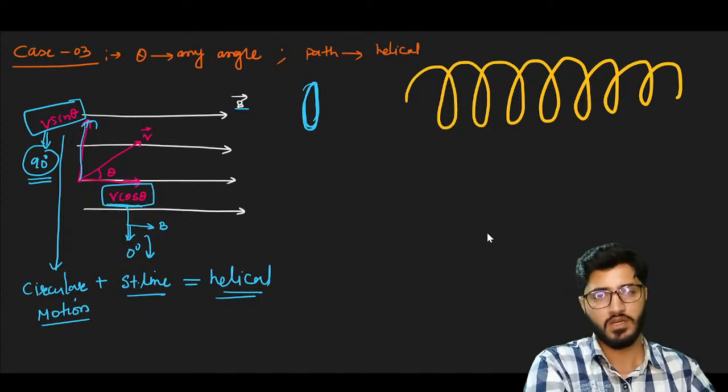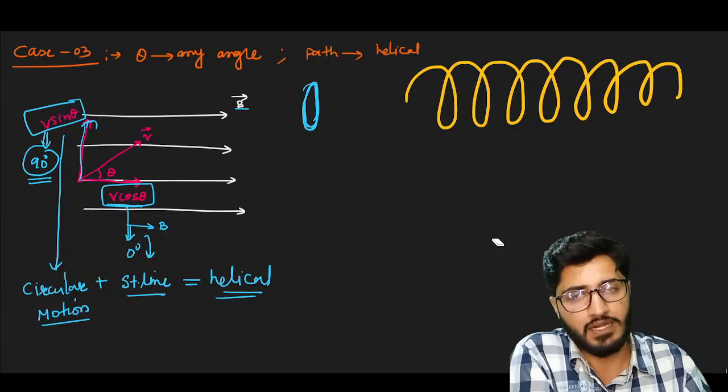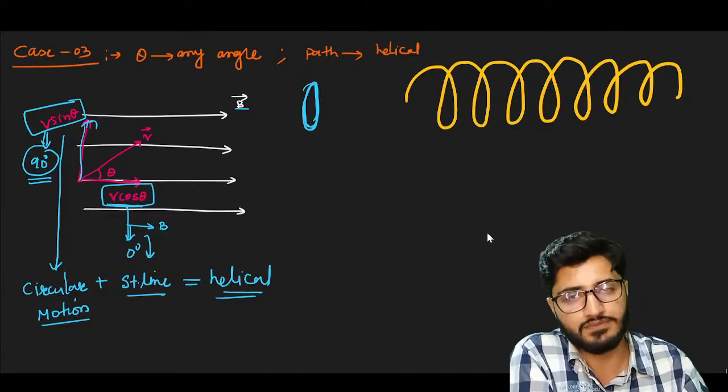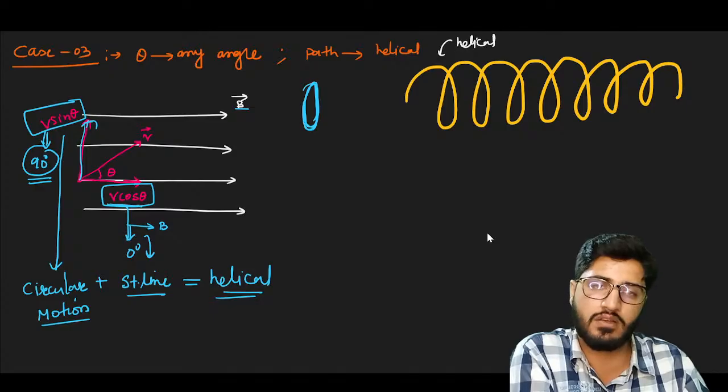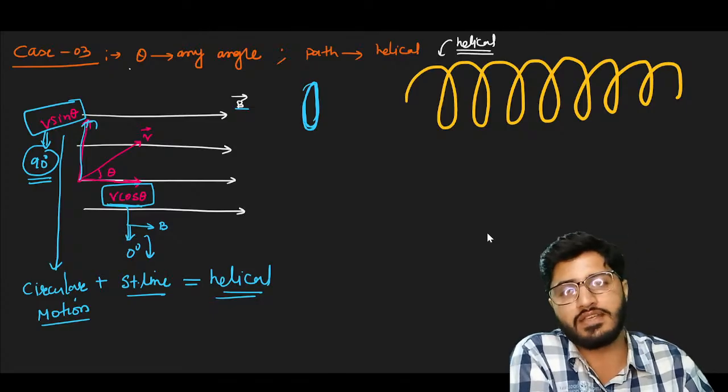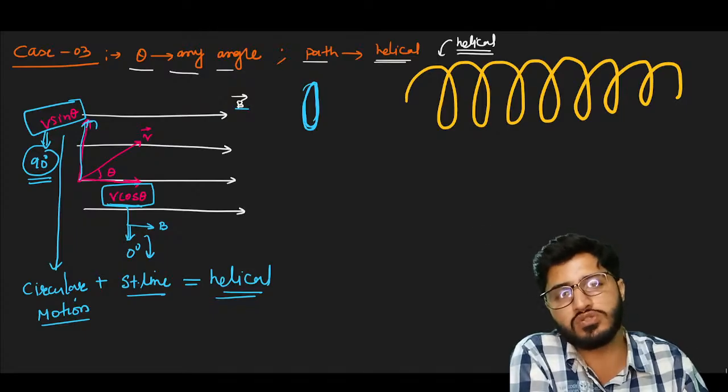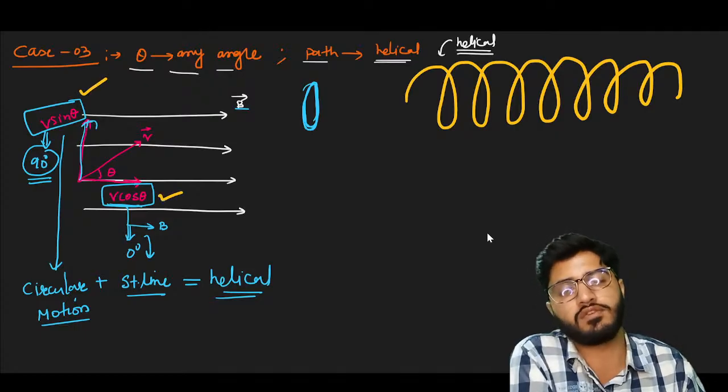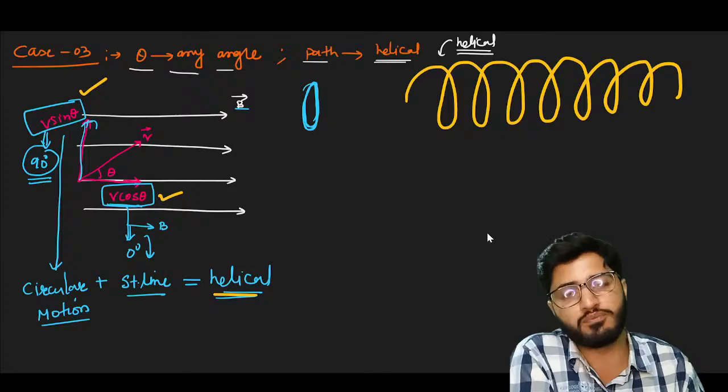Sometimes, no. So this path is the helical path. Okay. So if you are having any angle, the path that you will get is the helical path. And why will you get a helical path? Because due to these two components, v sin theta, we will get a circular path, and v cos theta, we will get a straight line. So the summation of both effects will give us the helical path.